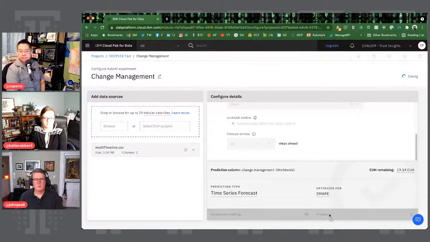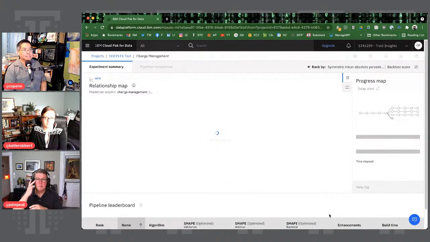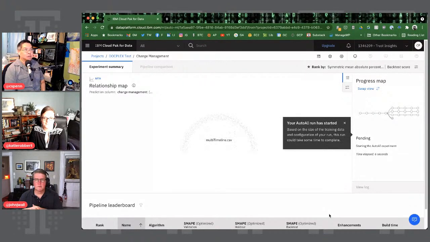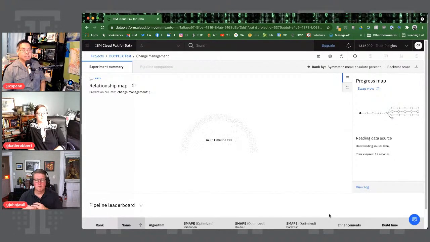I hit go. Now it's going to look at this data, analyze it, pick the best algorithm it can from its portfolio of things it knows how to do, and ultimately spit out an answer. This could take anywhere from 30 seconds to a couple of hours, depending on the complexity. This is a relatively simple data set, so it shouldn't take more than a couple of minutes to run. It's going to take these 5 years' worth of data, look for patterns, trends, and ups and downs, guess the best fitting algorithm for it, and then produce a forecast.